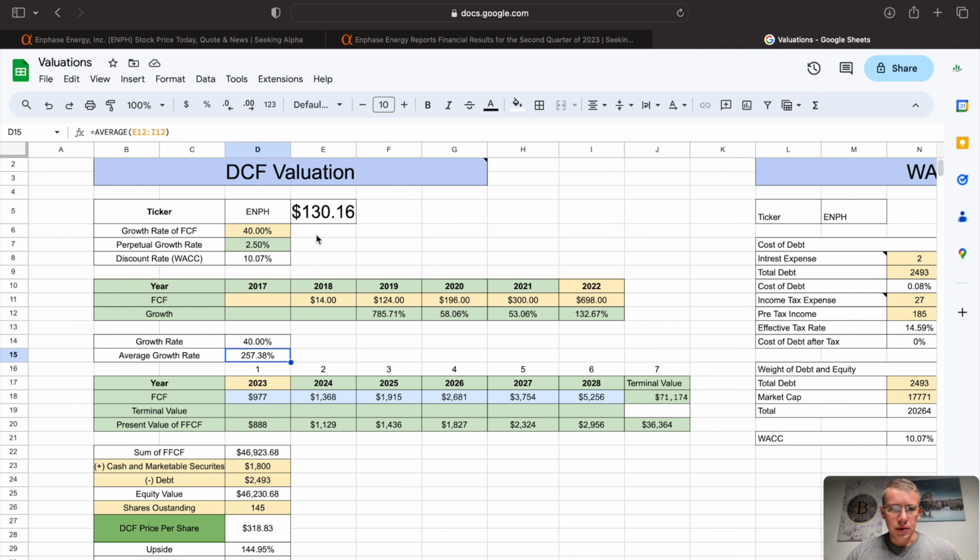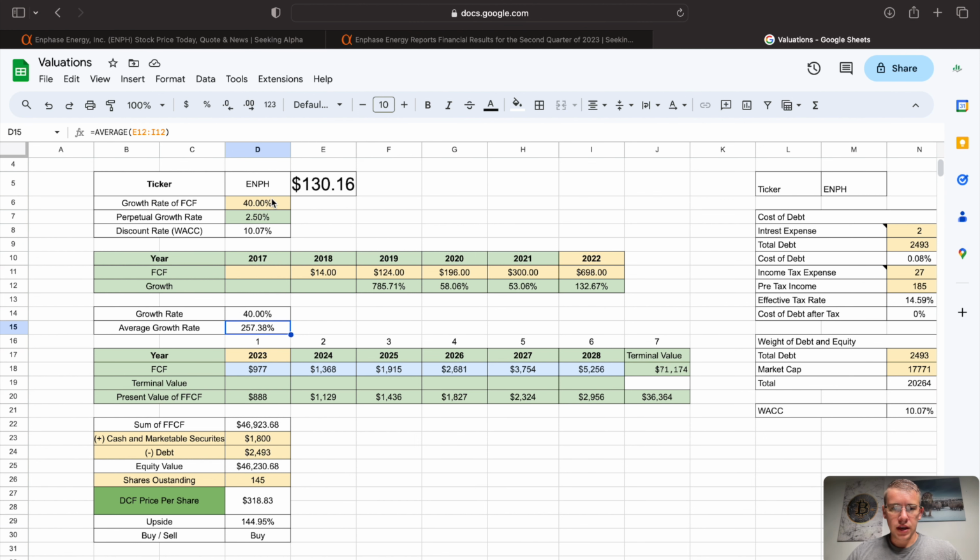So anyway, based on that, we plug in our free cash flow over the course of the last 5 years, which in 2017 they were not free cash flow positive yet. And then over the course of the last 4 years here, they've grown really well. Every year they've grown their free cash flow. And then at a 40% growth rate, here's what we're looking at for future free cash flows.